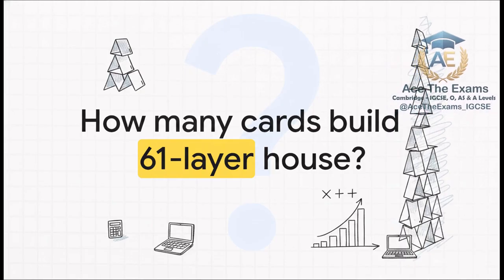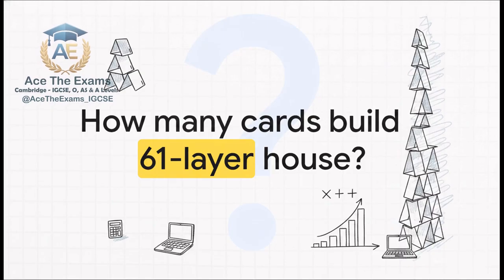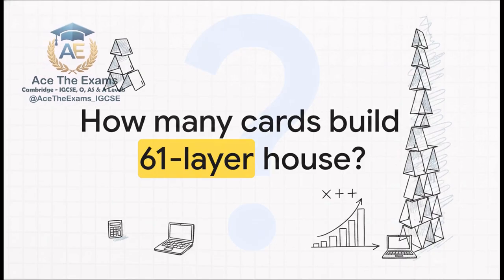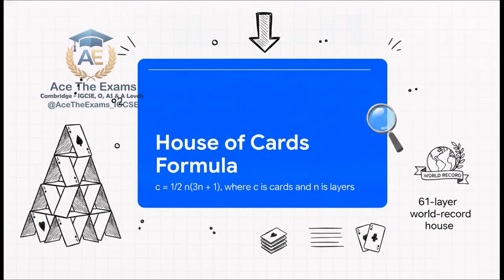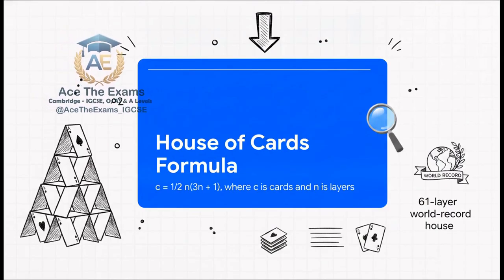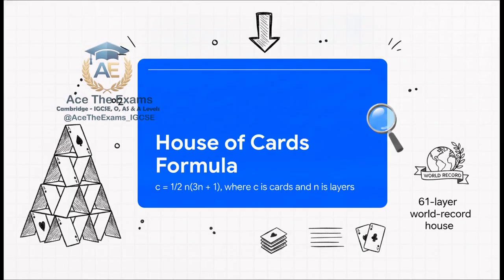house? We're talking an astonishing 61 layers high. We definitely can't sit there and draw out 61 layers by hand. We need a real strategy. And here is that strategy. The general overarching formula is this. C equals 1/2 n multiplied by 3n plus 1.